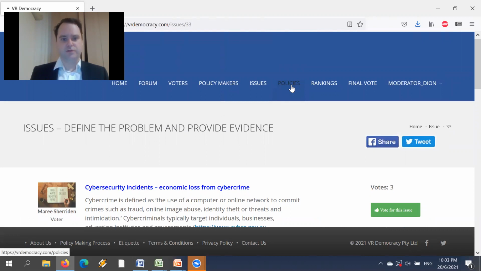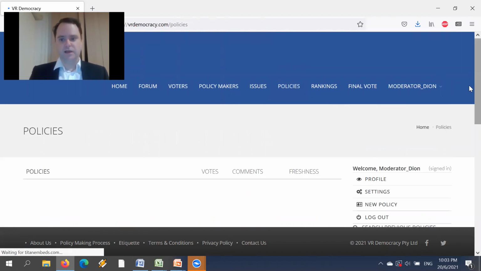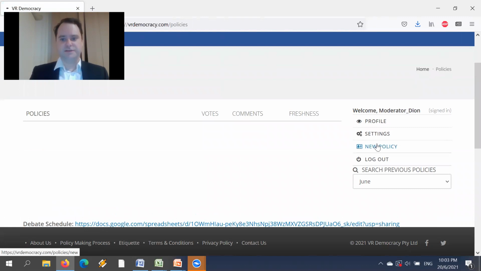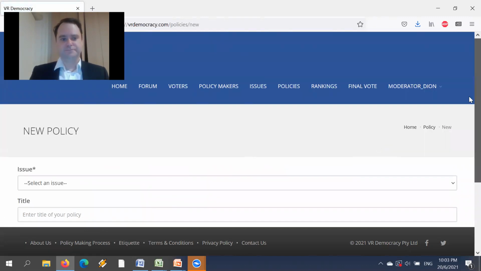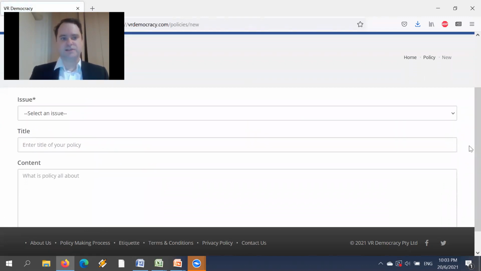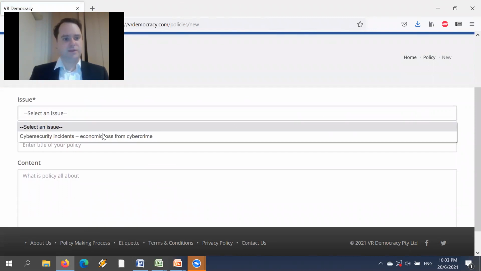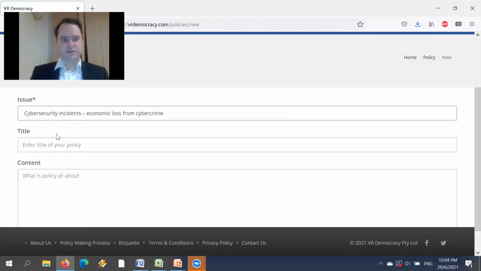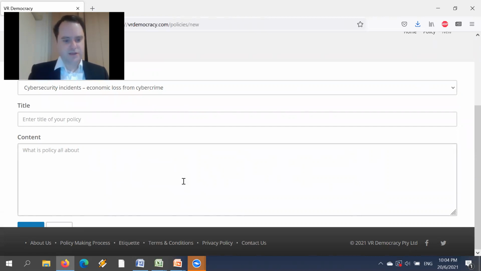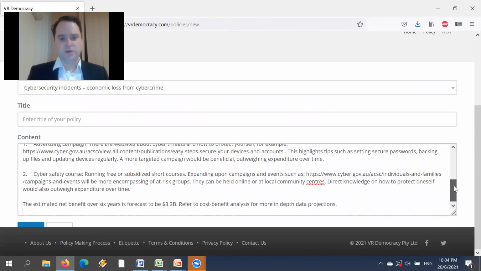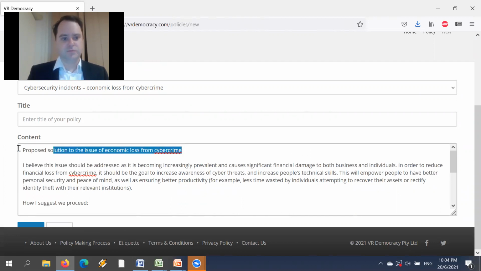So if we go to our policies here, and we'd like to make a new policy, we can select an issue that is hot right now. And here we have our cybersecurity issue. Now, instead of writing one out, of course, just like any good cooking show, I've prepared one earlier, and I can paste it into this field and briefly go over what this will talk about.